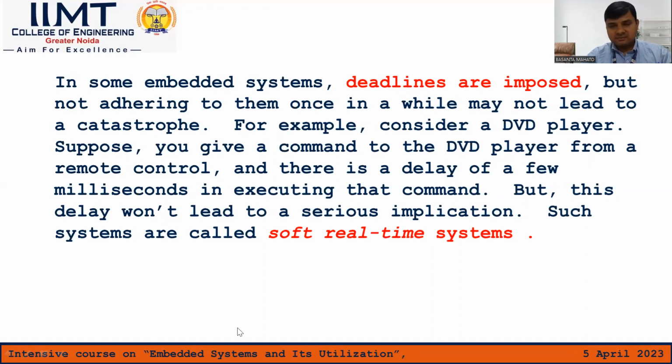In some systems, deadlines are imposed, but not adhering to them may not lead to a catastrophe. For example, consider a DVD player where we give a command to open the DVD player from a remote control. If there is a delay of a few milliseconds in executing that command, that delay won't lead to a serious implication. Such systems are called soft real-time systems.